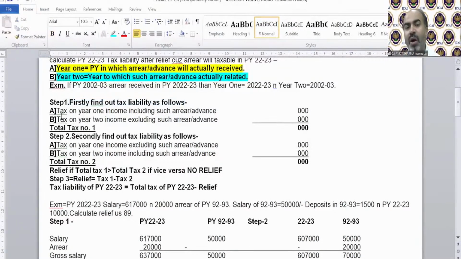What do we need to do? We add the arrear in the current year and calculate tax, and calculate tax of that year to which it belongs without including the arrear. Like in the current example we discussed, the arrear of bonus is 2 lakh. Calculate tax on 22 lakh, and in that year the income is only 12 lakh. So tax on year 1 income including such arrear, and tax on year 2 income excluding such arrear. This is the first case we need to solve: including the arrear in the current year and excluding it from the last year.